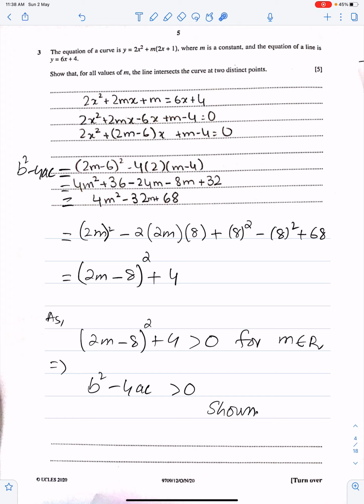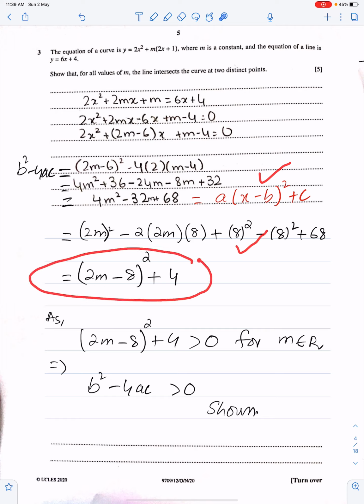Now we just need to bring this expression into completed the square form. This is the completed the square form of this expression. You have two methods. Either use the completed the square method or compare this with this form. So you have two options. This is the comparing the coefficients method, and this is the completed the square method. You can do any one, and you need to get this form.